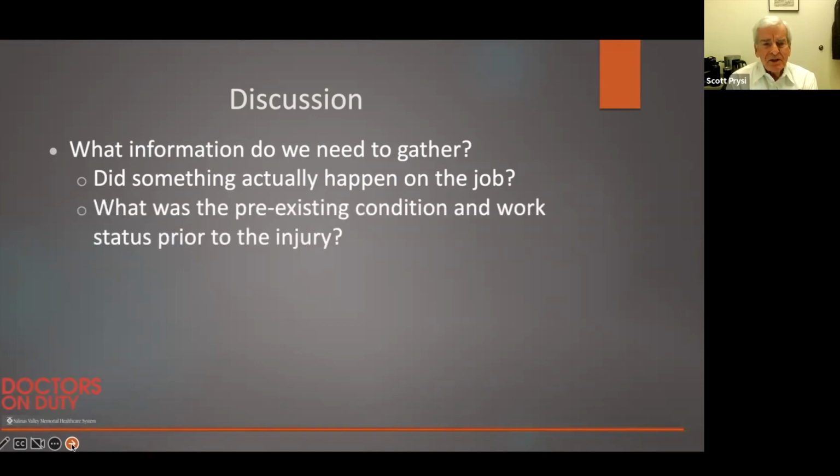So the next piece of information in a situation like this: what was the pre-existing condition and work status prior to the injury? We need to know more about the patient's pre-existing condition. What was going on prior to the injury? What conditions did he actually have? Gout, was he being treated for the gout or not?